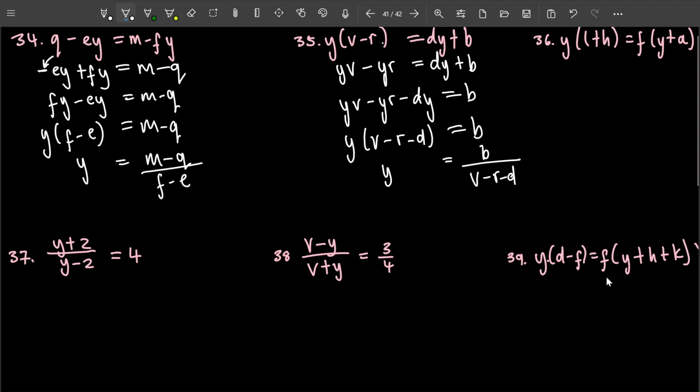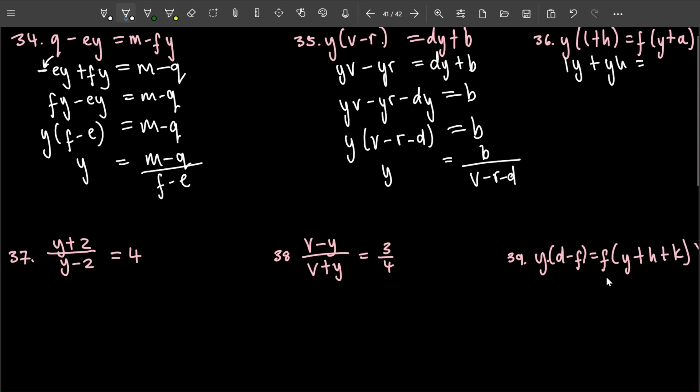I have Y on the left. Remember, I'm making Y the subject. I have Y on the left and Y on the right. So what will I do in this case to make Y the subject? I have to expand, because I have Y on the left and Y on the right. So I expand. Y times L becomes YL or LY plus Y times H becomes YH.